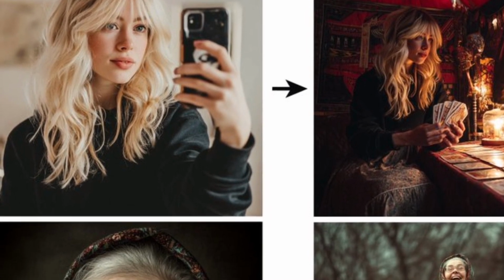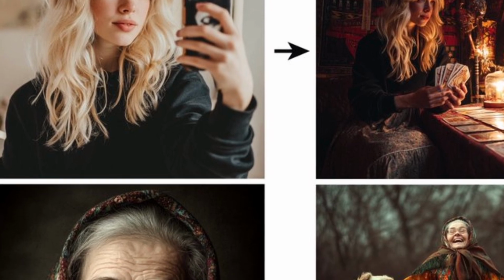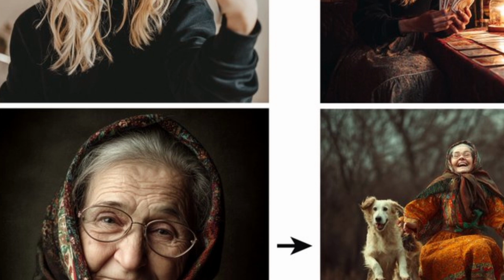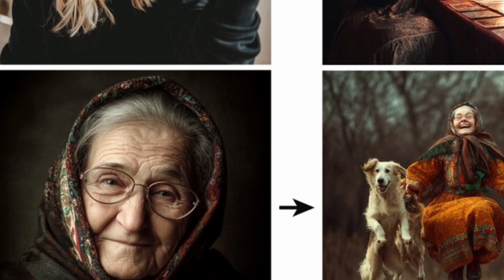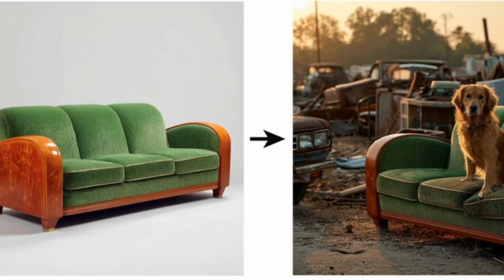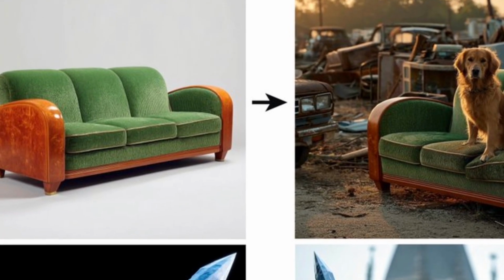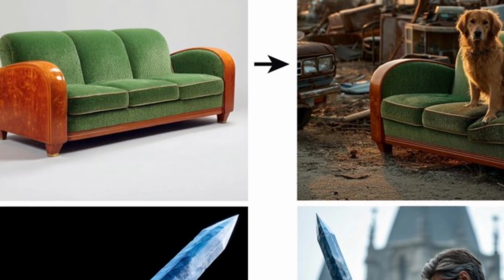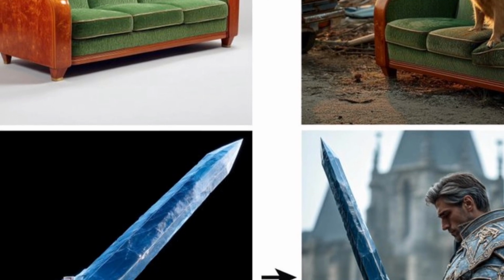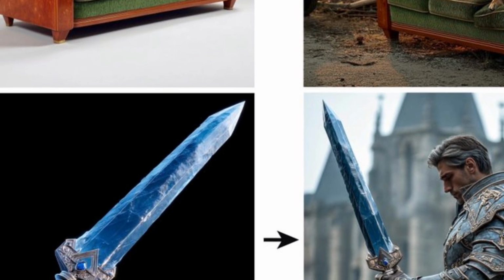You even have this old lady who's in a scarf. Then you can see her playing with dogs and levitating. I know, right? But it's still pretty cool. They even have objects. They have this couch where it transforms that couch into, well, the couch is there with a dog sitting on it in a junkyard. As well as they have this sword where you see this knight is holding a sword with that same object.